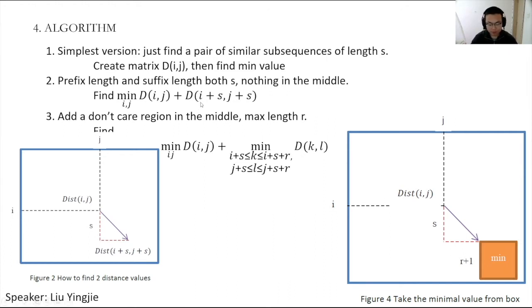Finally, we consider adding back the don't care region. This time, instead of adding a value from a predefined offset such as this, for each pair of i, j, we add the minimal value from the orange box in this picture. It can be easily proved by definition that this formula can give us what we want.